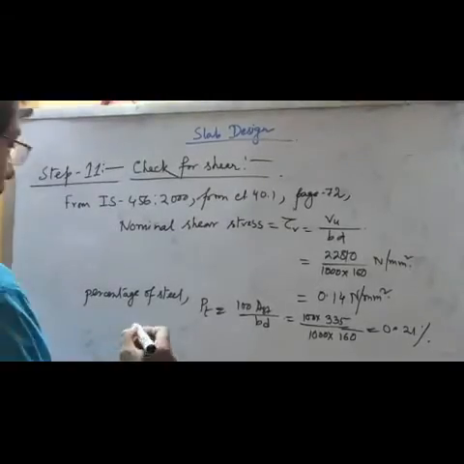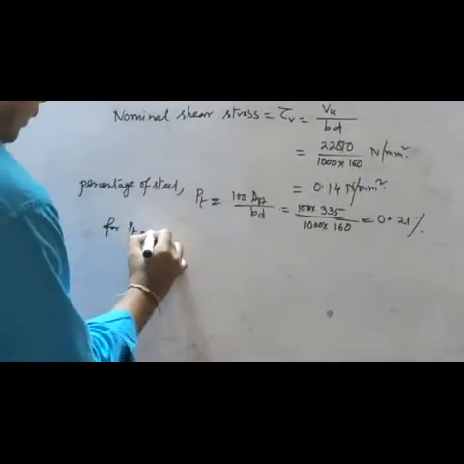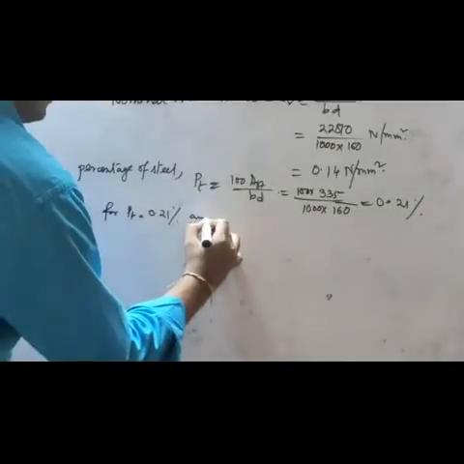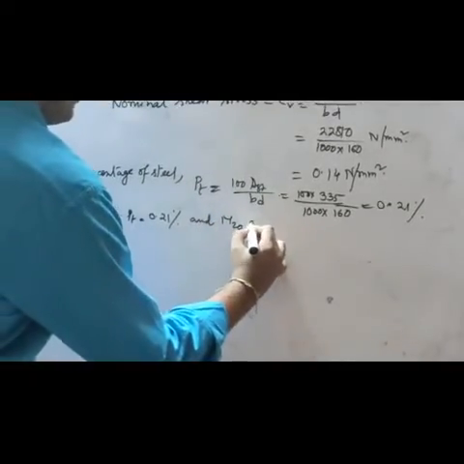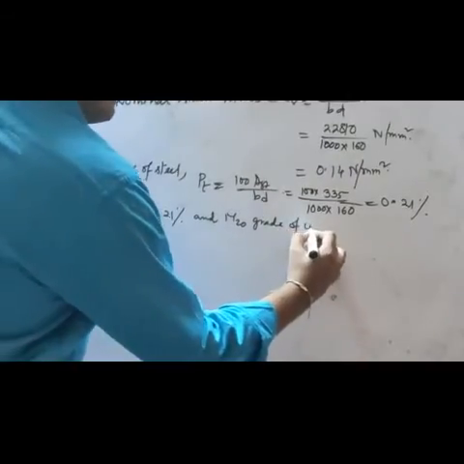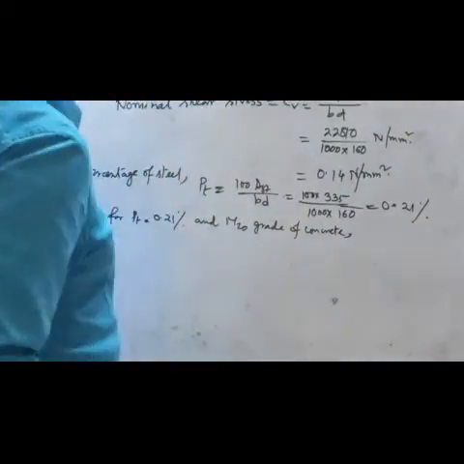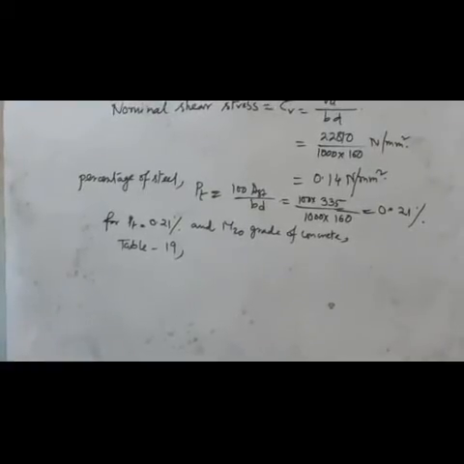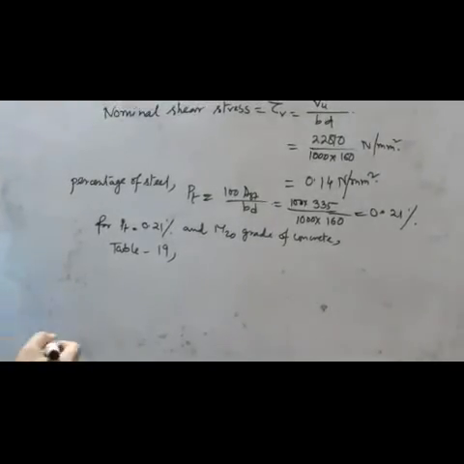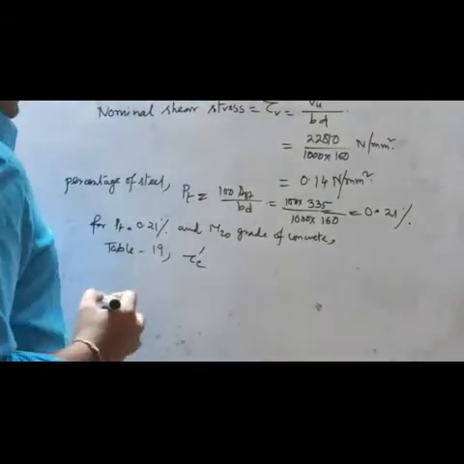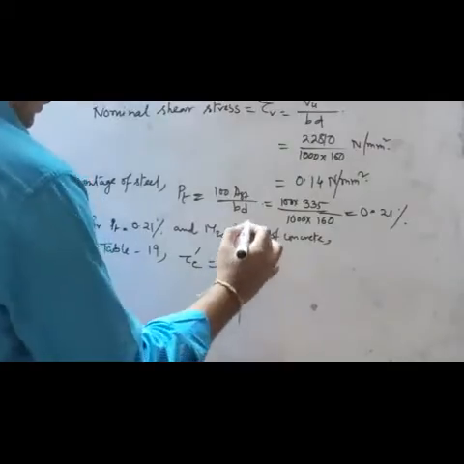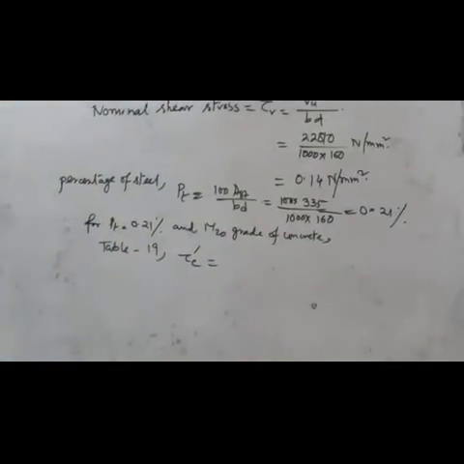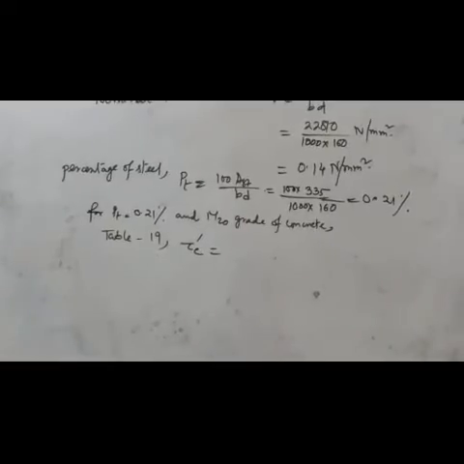Now for PT equal to 0.21% and M20 grade of concrete, we will get the value of tau C from table 19. Here you will get the value of tau C dash because it is a two-way slab. The value of tau C dash you can calculate by interpolation; it will be 0.33 Newton per millimeter square.